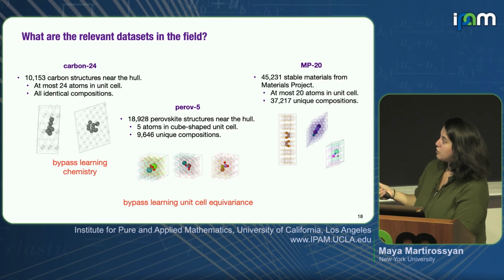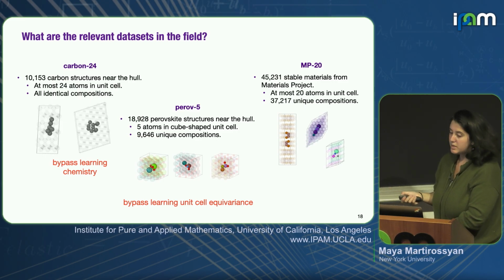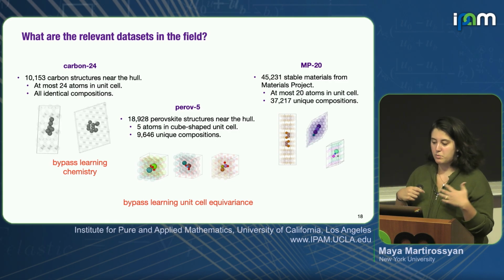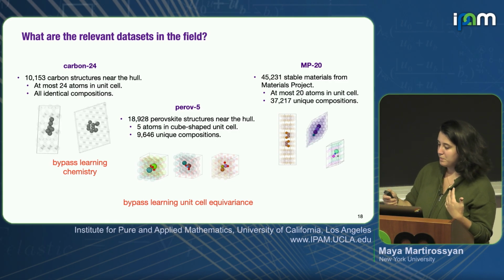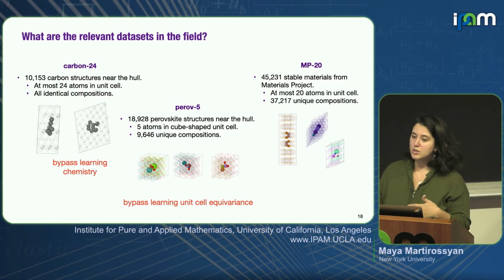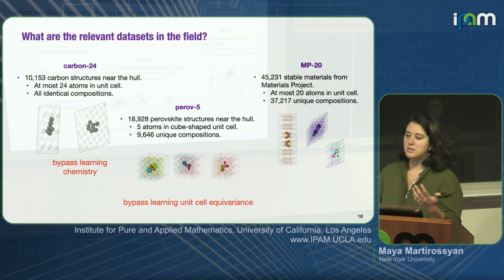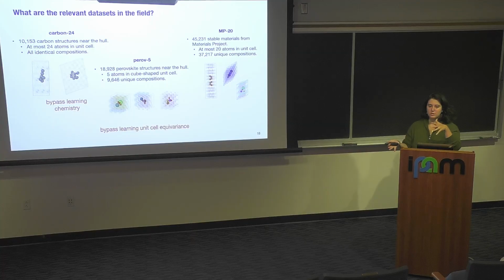And then the third data set that's relevant is probably the most general. This is from the Materials Project. It's 45,000 structures. They have a cap of 20 atoms in the unit cell, but they're very much realistic structures. A good amount of them, I think, are also from the ICSD, so they're experimental structures that have been relaxed with DFT.